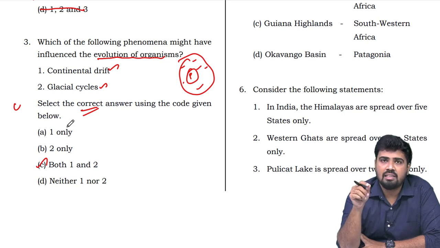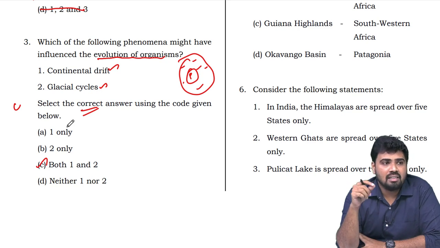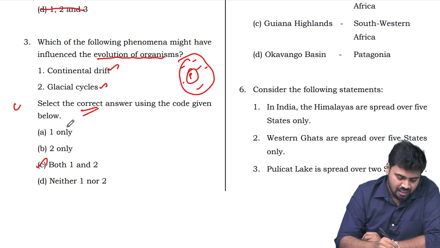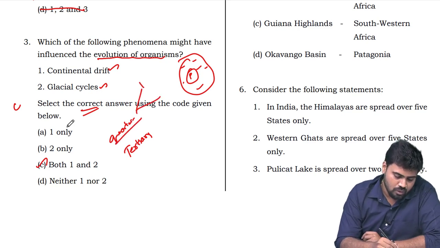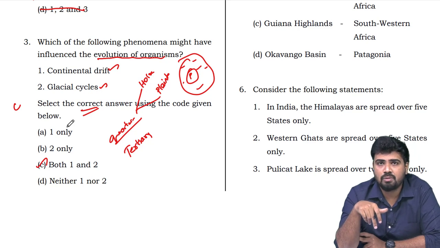For example, Australia was isolated for a longer period of time, so the species in Australia are very unique. So for the evolution of species, continental drift is an important factor, plus the glacial cycle. See, the last period is the Tertiary period. Currently we are living in the Quaternary period. The Quaternary period can be divided into two epochs: the Pleistocene and the Holocene. Pleistocene is the last ice age. Holocene is the present warm age.